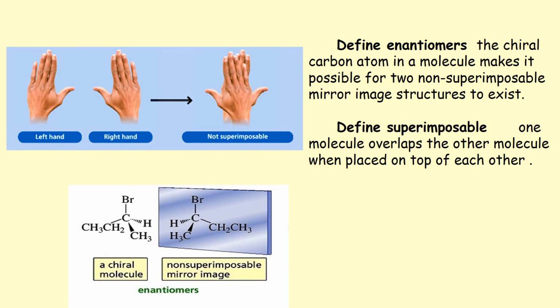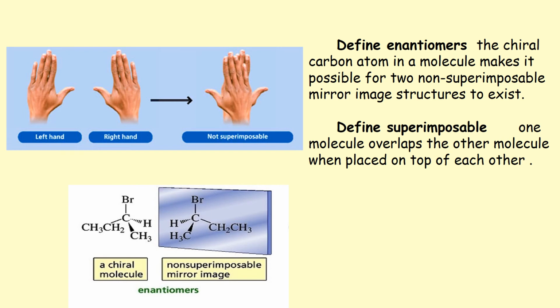Let's look at your hands. Your hands are chiral in the sense that they are very different all throughout. If you look at one hand of yours, it is not a symmetrical structure. It's all got very different points all around it. Your right hand is also the same. It's a mirror image of your left hand.